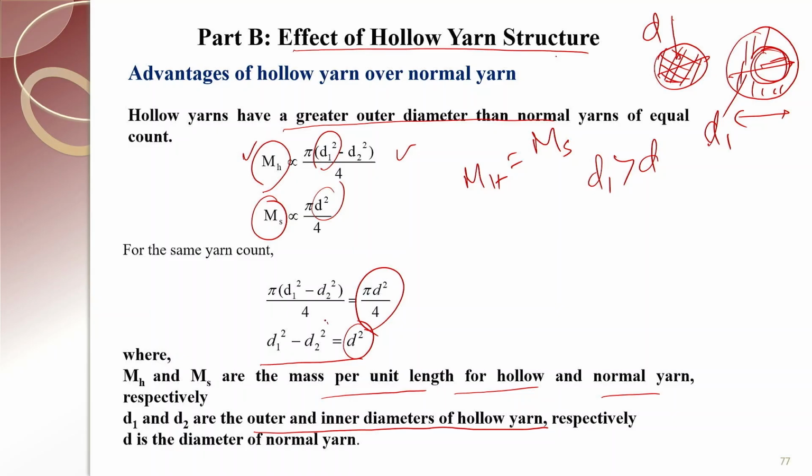So, as there is hollowness, if we increase the hollowness, d2 is increasing, so to keep the equation intact, d1 has to increase, has to be more. So, the more the hollowness, the higher will be the outer diameter, and that will affect the compactness, that is the closeness of the threads.